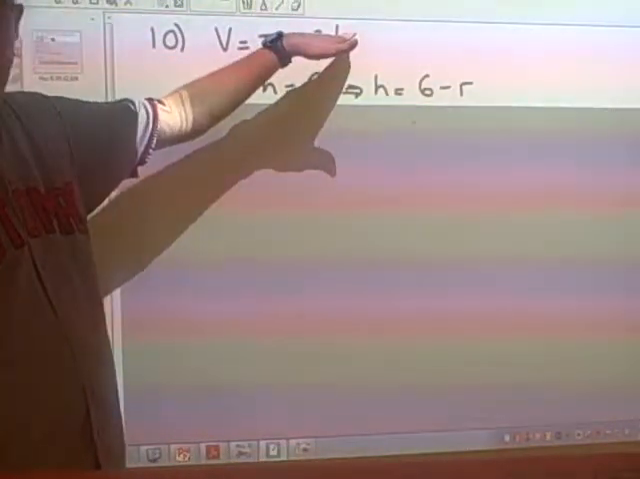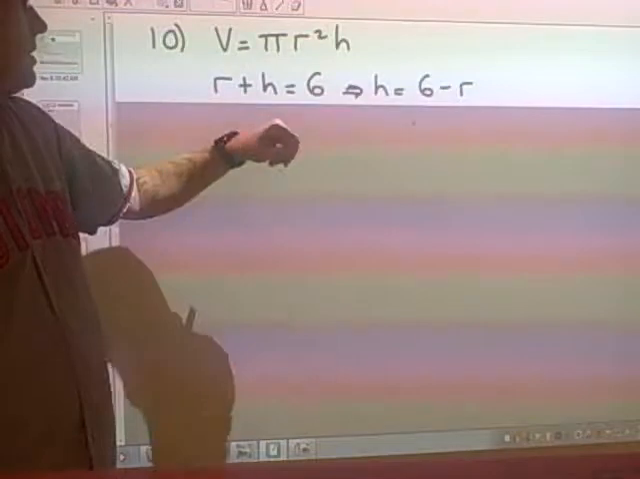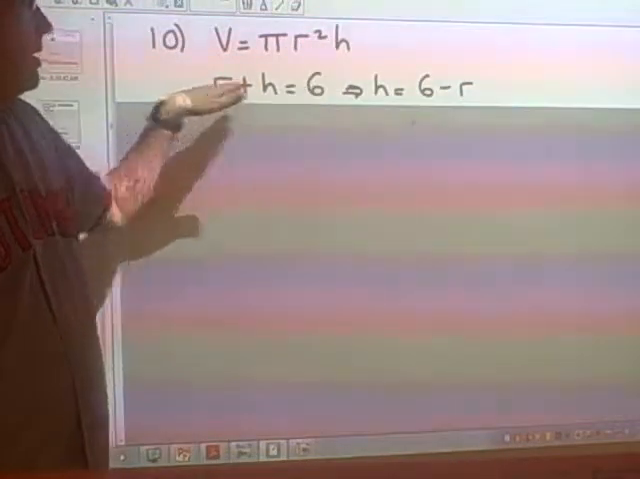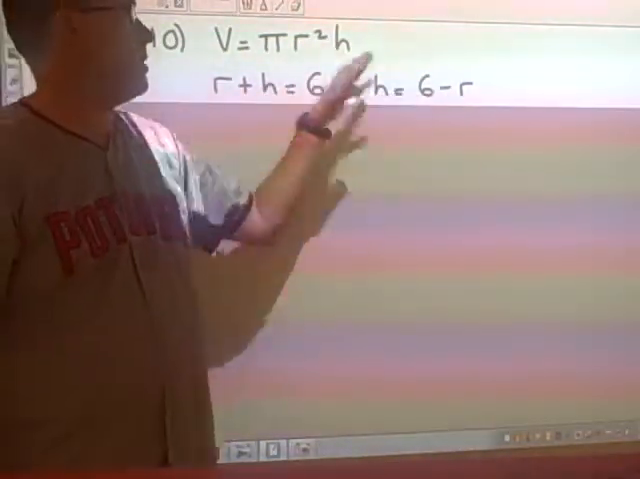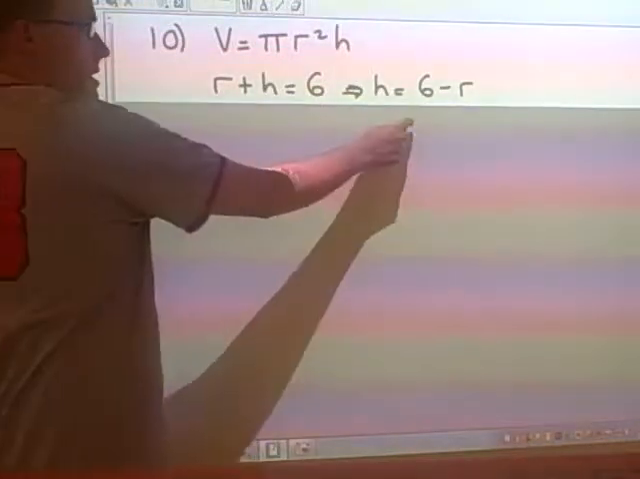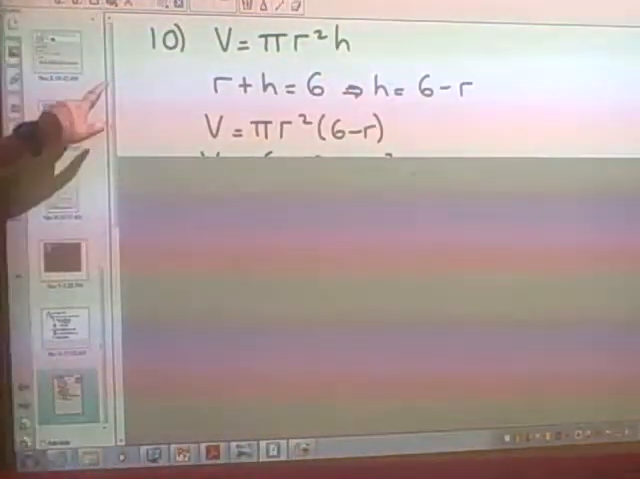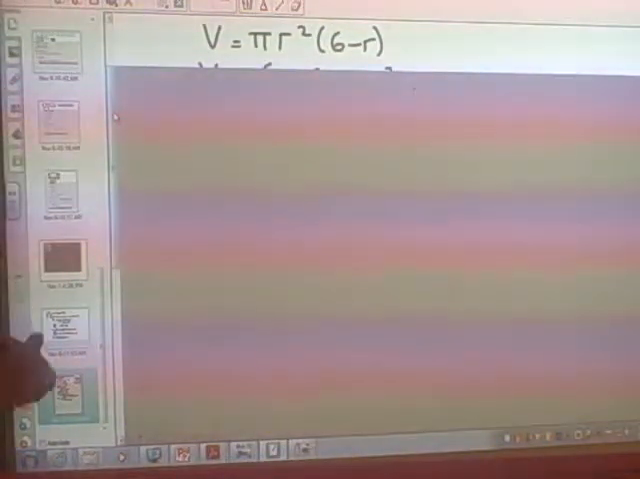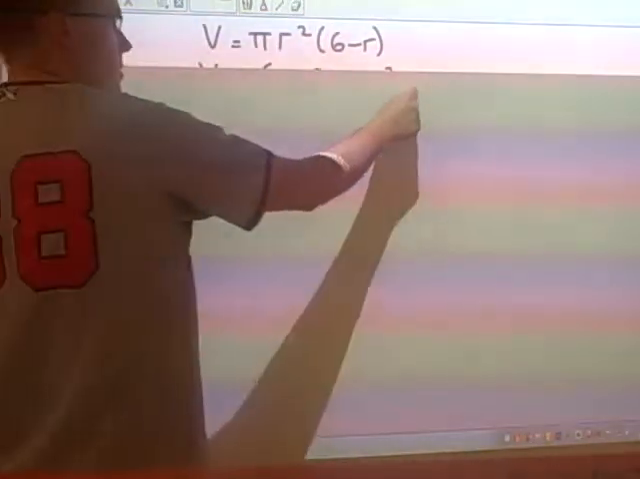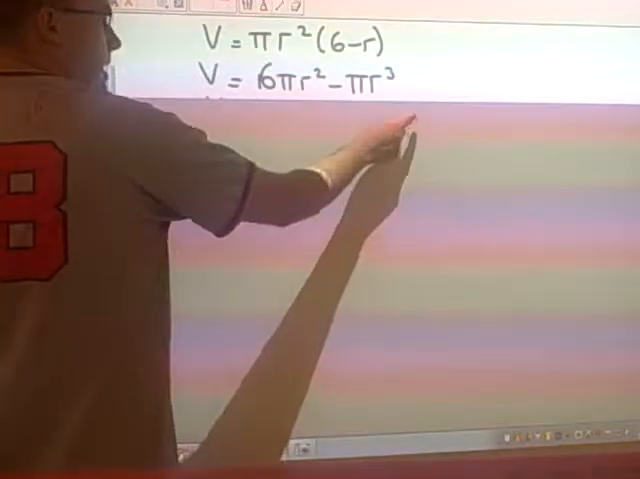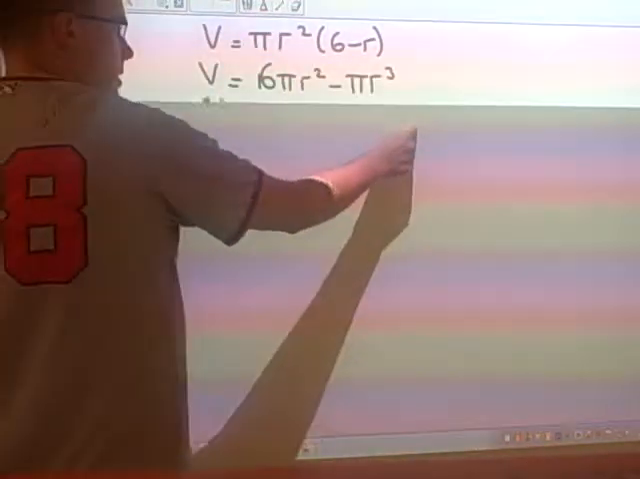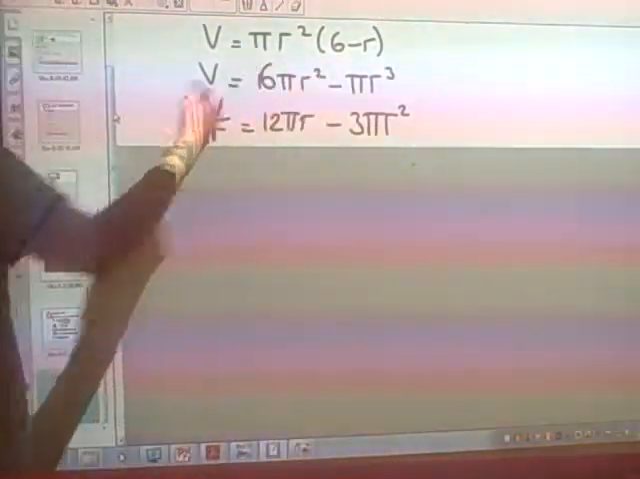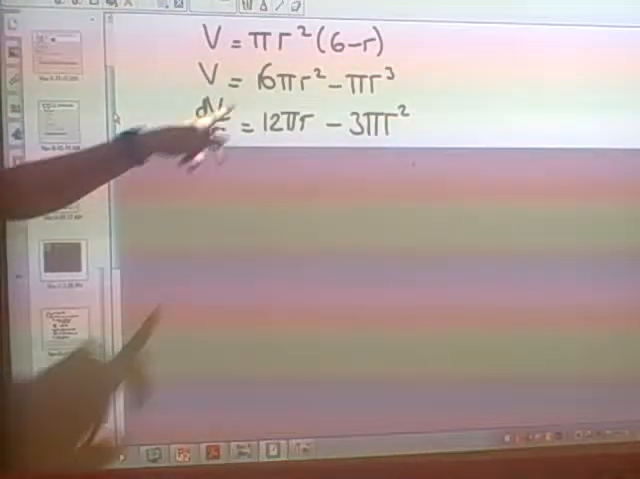I'd rather substitute it for h than r squared, so I'm actually going to rearrange this equation for h. So h is 6 minus r, and then I can substitute that into that equation there. Now, the question for this one is to find the maximums and the minimum values, so I'm going to be differentiating this. So first of all, I want to distribute this, and then now I'm going to work out dV by dr. So bring the power to the front and decrease the power by 1, and the same for this one as well.